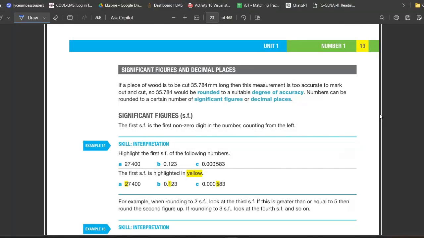Okay, now we are going to discuss significant figures and decimal places. The meaning of a significant figure is the first non-zero digit in the number counting from the left. Okay, let's see this example.